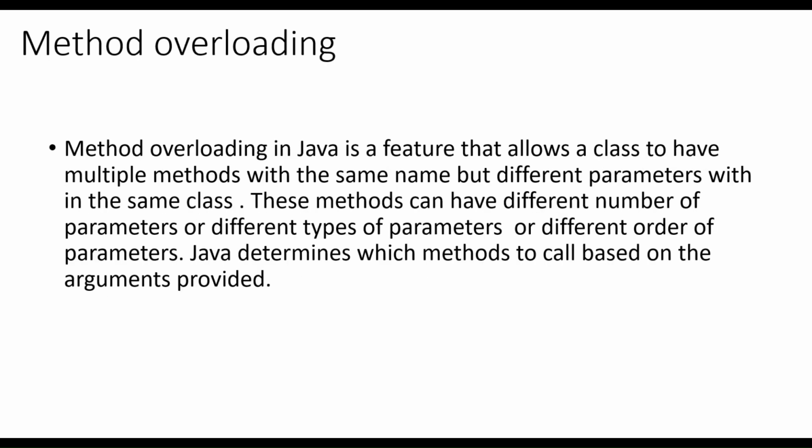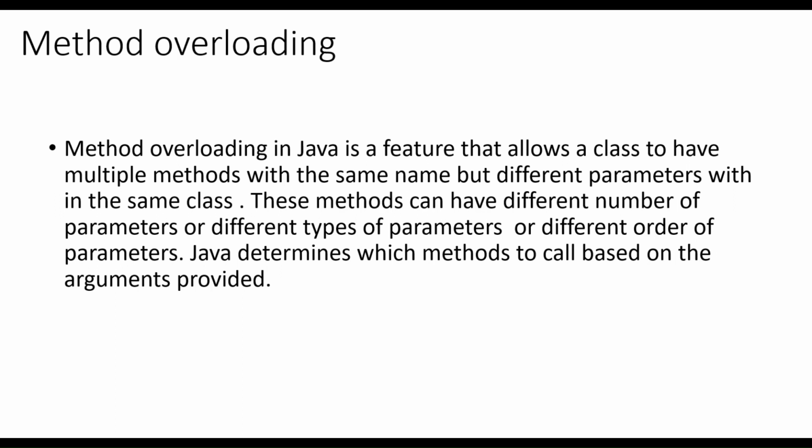Method overloading. Method overloading in Java is a feature that allows a class to have multiple methods with the same name but different parameters within the same class. These methods can have different number of parameters, different types of parameters, or different order of parameters. Java determines which method to call based on the argument provided.